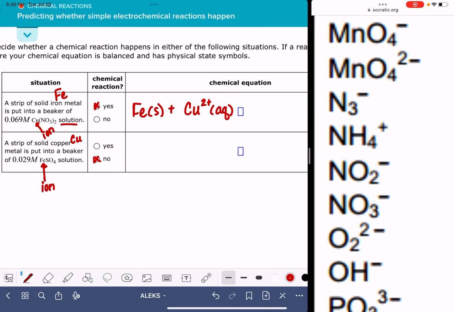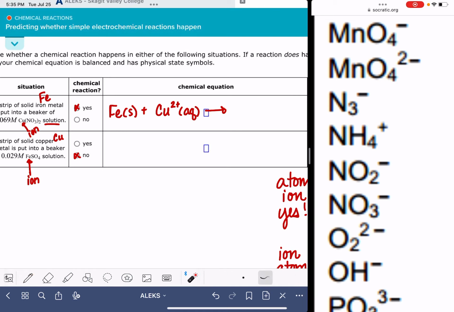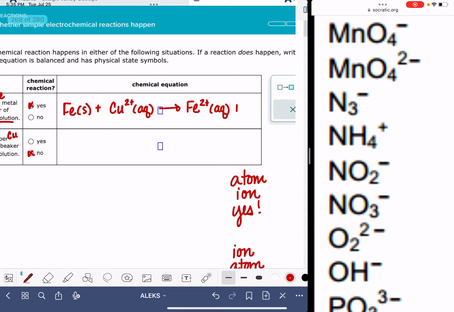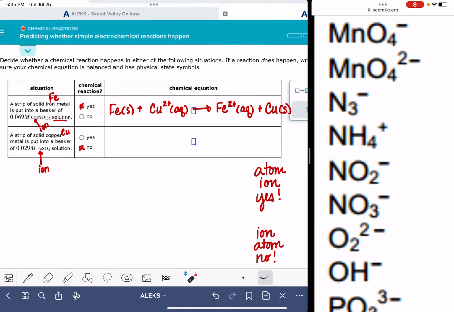When these react, they are basically just switching from atom to ion and vice versa. So that means that the iron is going to become the ion. It's going to switch from atom to ion. And my ion is going to become a solid atom. Kind of a tricky problem. This is probably the trickiest part, but what I like about this is that they are in alphabetical order. That helps me remember the atom has to be on top of the ion in the activity series for a reaction to occur.